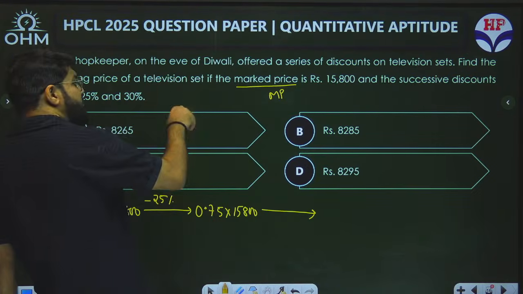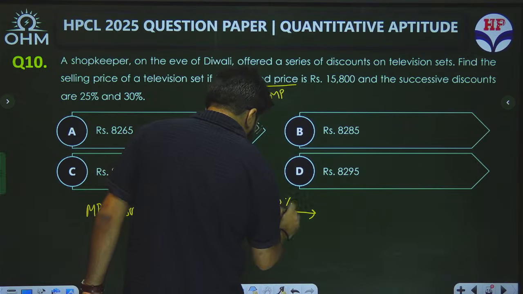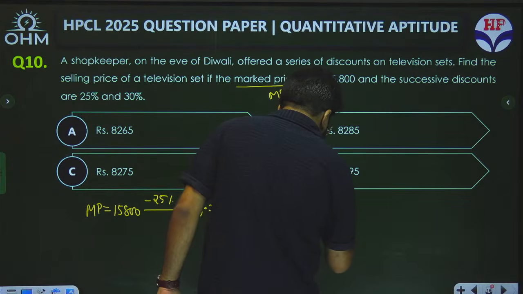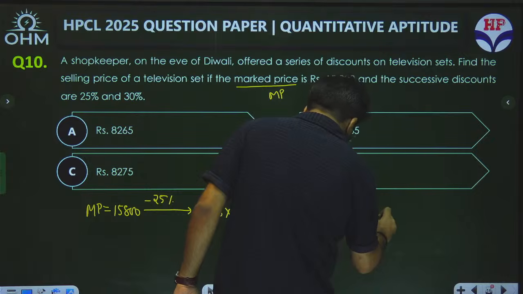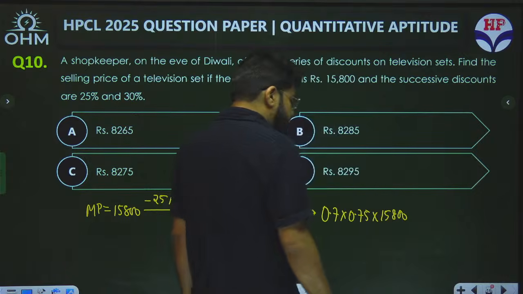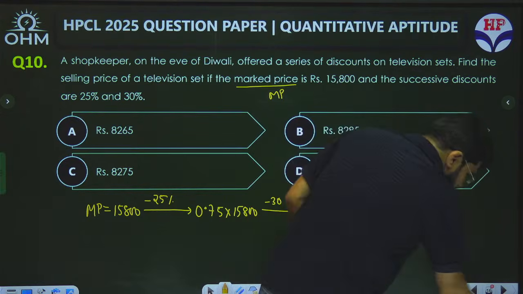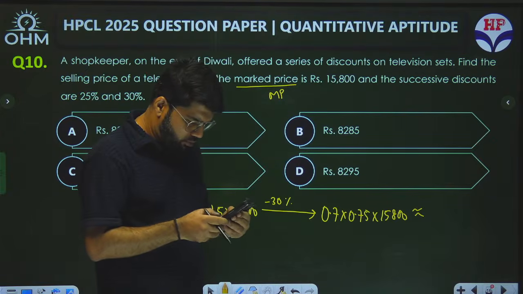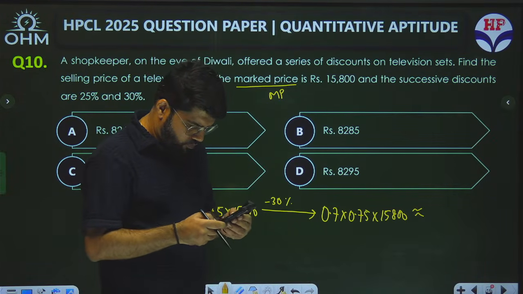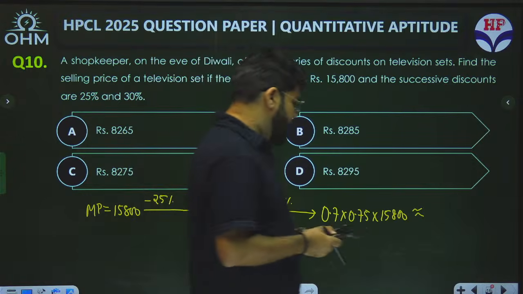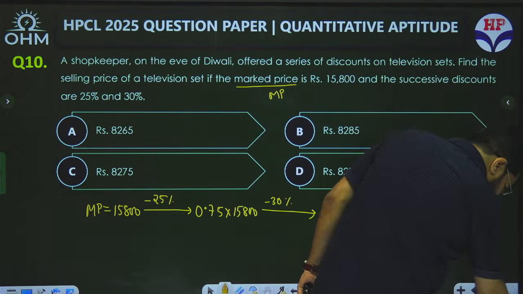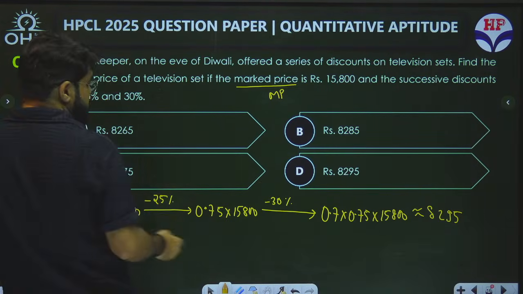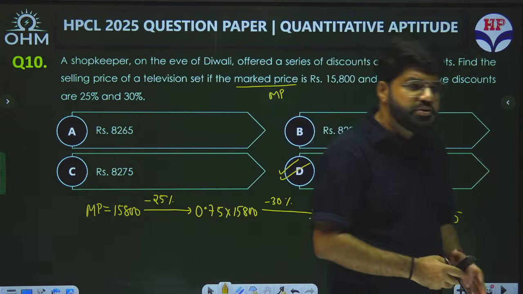Then successive discount means from the left out value, 30% is going to be reduced. So 30% reduced, how much left? 70% left, and 70% is 0.7. So 0.7 into 0.75 into 15,800. Calculations you can do at your end. I will just focus on more questions here rather than calculation. I'll write down the calculated answer directly for you. 8295 is what is left in front of me, which is option number D.